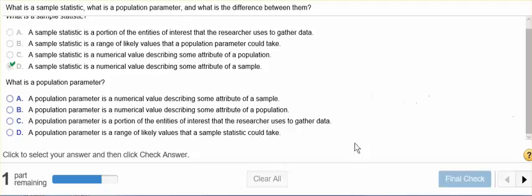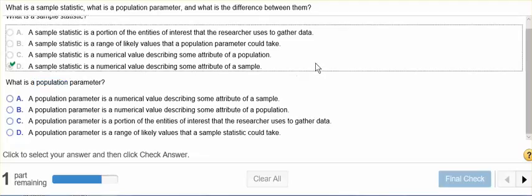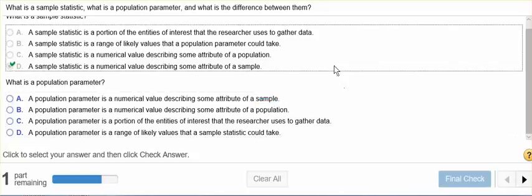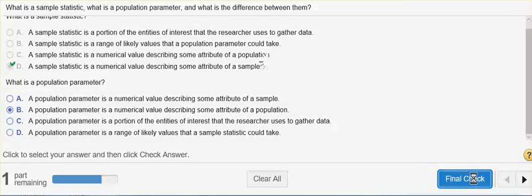All right, and our second question here is, what is the population parameter? And notice right away, ding, ding, we're talking about the population. The population is the whole group. If we're looking at the adults in the United States, it's every single adult in the United States. So a population parameter is a numerical value describing some attribute of a sample. We know it's not that because this isn't a sample. This is the population. So it's not A. A population parameter is a numerical value describing some attribute of the population. That's exactly what this is.